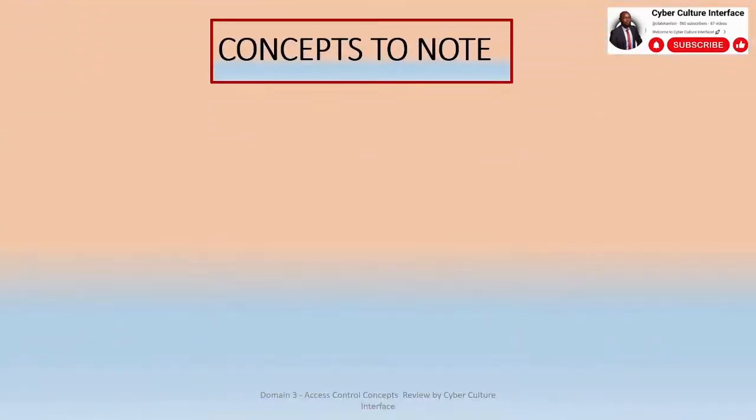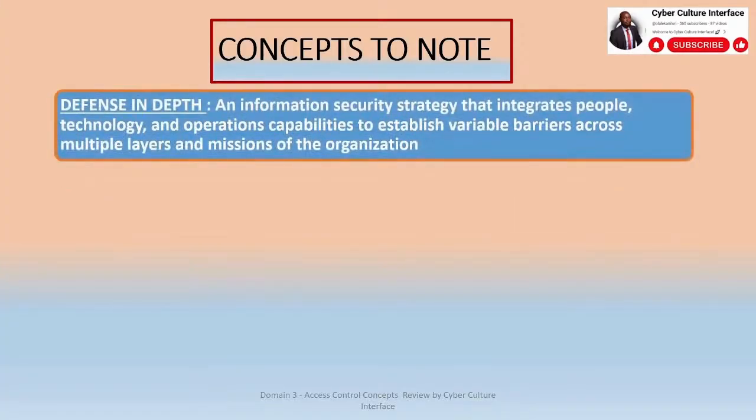Then there are several concepts discussed in Domain 3 that you need to take note of. The first concept I would like to mention here is defense in depth. We are talking about information strategies that integrate people and technology, and then the operations capabilities to establish different barriers across multiple layers and missions of the organization. So defense in depth is the strategy that combines the technology, the people, and the operations. And then how do you set barriers across different layers and the missions this organization is trying to achieve?